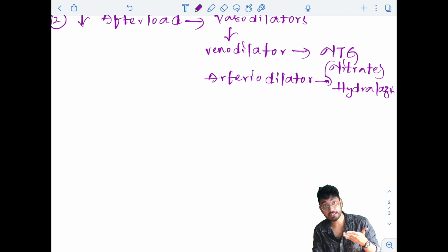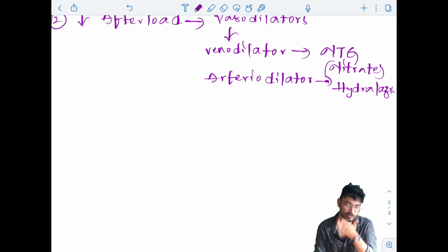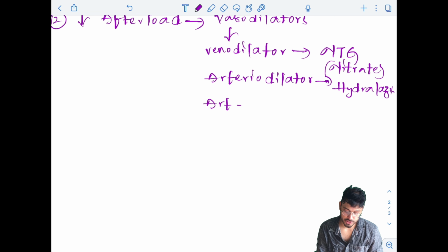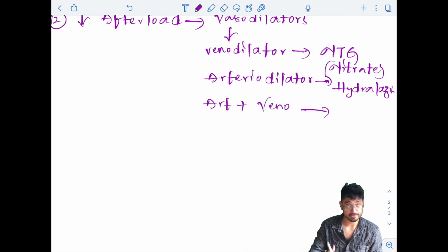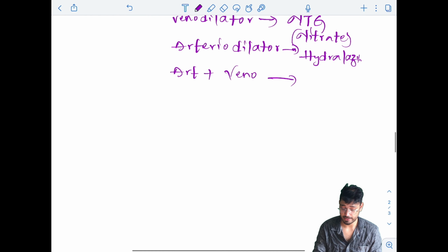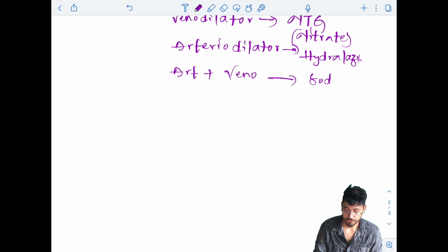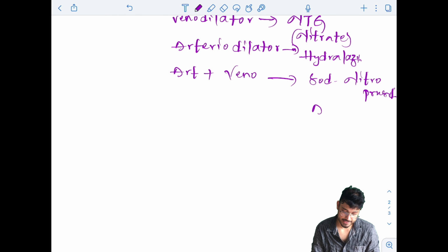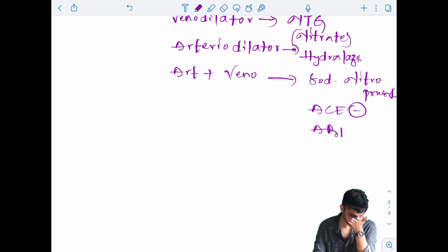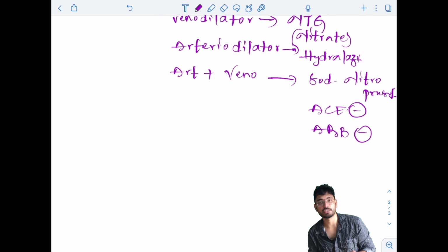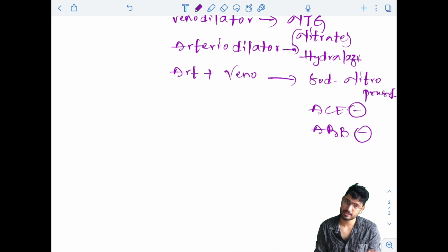Or we can give arterio plus venodilator. The drugs included in the arterio plus venodilators are sodium nitroprusside, ACE inhibitors, and ARB blockers.